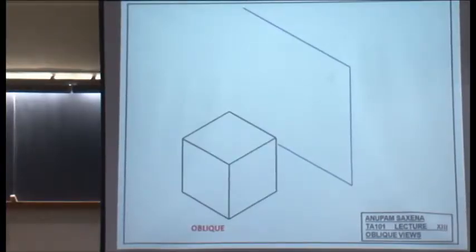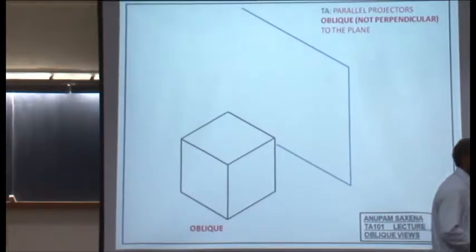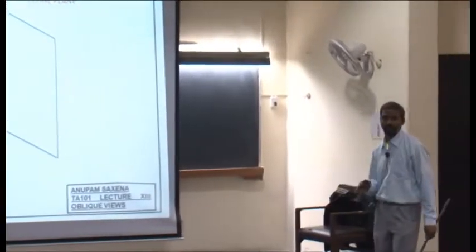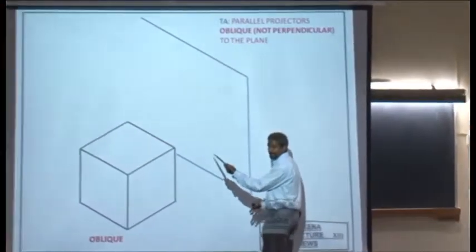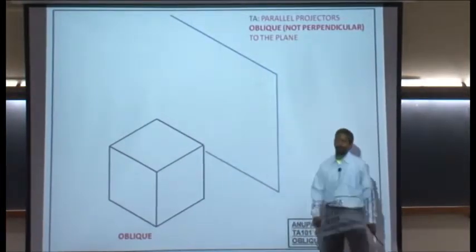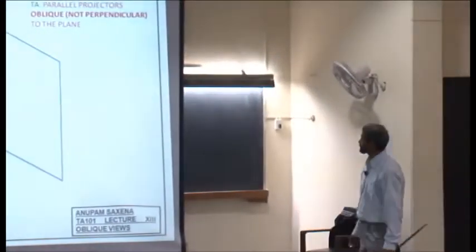In case of oblique projections, things are slightly different. What is the difference? The only difference is the projectors are parallel, but they are not perpendicular to your view plane. Once again, they are parallel to each other. They go parallel to each other, but instead of being perpendicular, they go oblique and hit the plane of view. There is an angle involved which is not 90 degrees, like so.